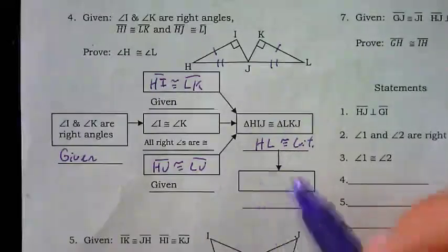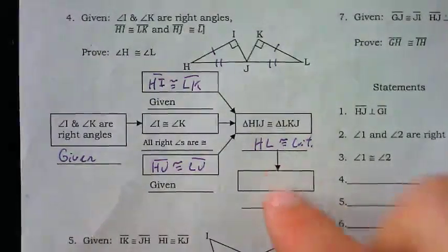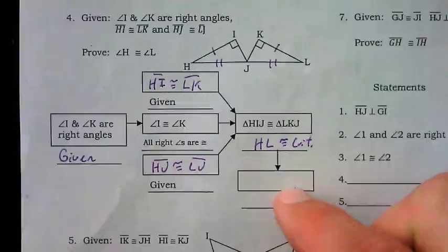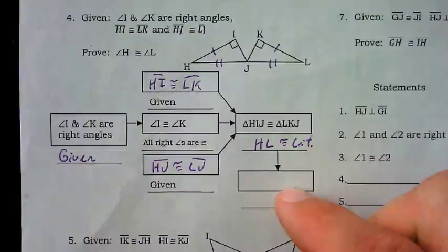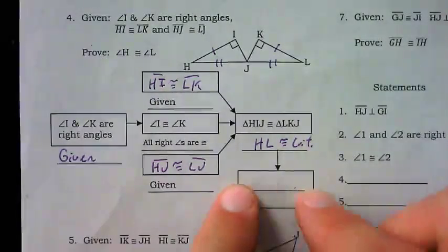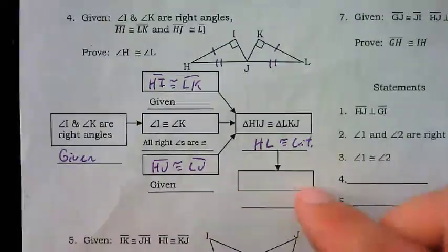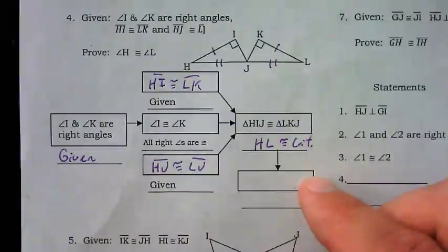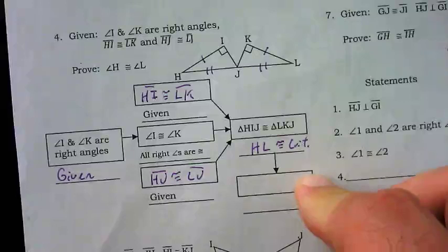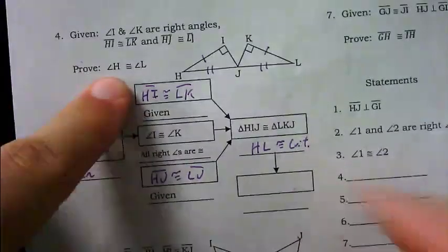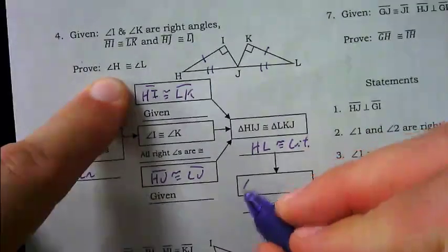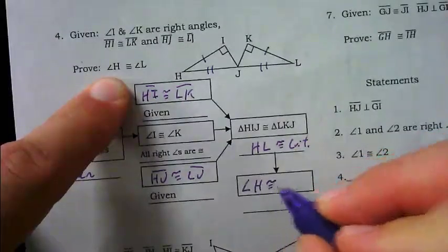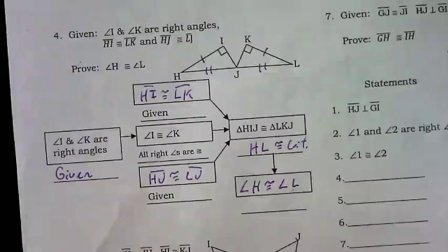Now, we have another blank at the end. Well, what do I know has to go in this last blank? This last blank here. So this last box. What goes in there? Angle H is congruent to angle L. It's what we're trying to prove. It has to be that last spot, right?